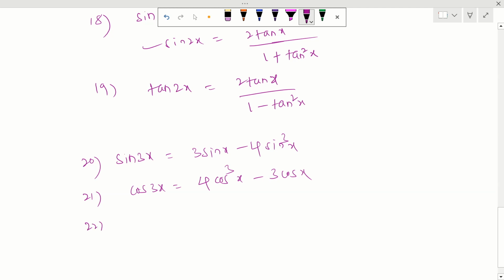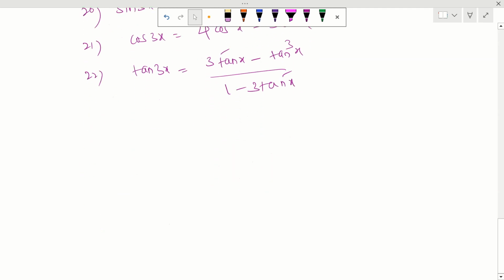Now the next one is tan 3x. What is the formula for tan 3x? It is 3 tan x minus tan cube of x, divided by 1 minus 3 tan squared x. Here this term is the same. Like that you have to remember.